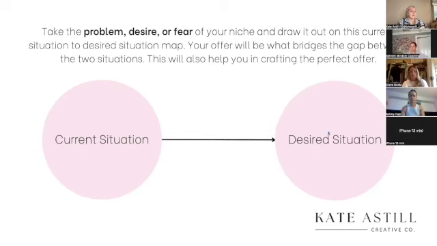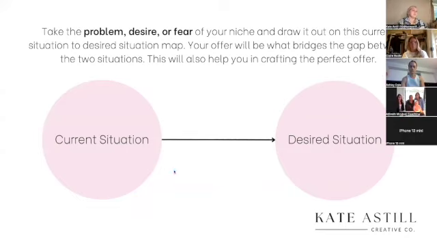A lot of the people I work with will hear of the desired situation I can get them to, and they'll sign up before they even know what my offer is. And it's because this is where they want to be. So when we do this exercise, when we're looking at the current situation, we can have a look at what our niche is challenged by, what they're struggling with. We can have a look at some of their reasons for change. We can have a look at their mindset. Are they in a space where they're mentally ready and prepared to change?